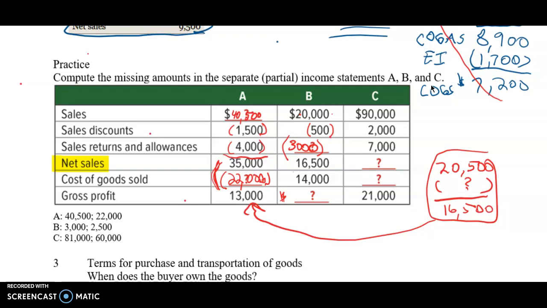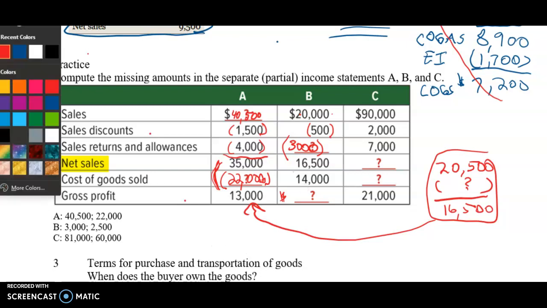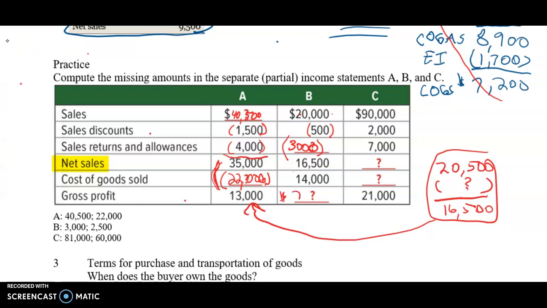Finally, an easy one. 16,500 minus 14,000 is 2,500. You want to check your work. And if you recall from a long time ago when you were learning how to check your work on subtraction, your answer plus what you subtracted: 2,500 plus 14,000 equals 16,500. So these two are done.